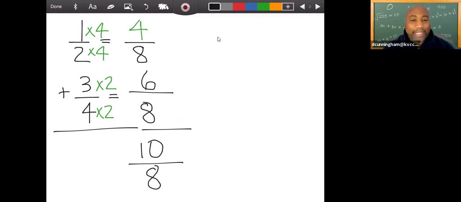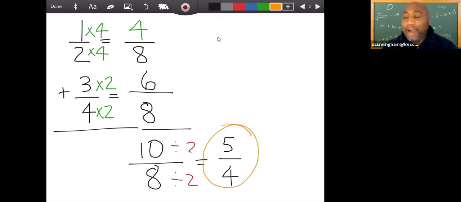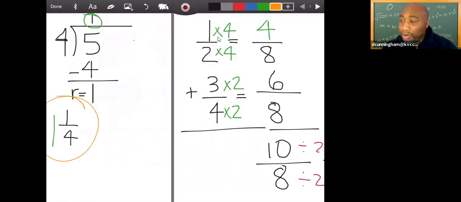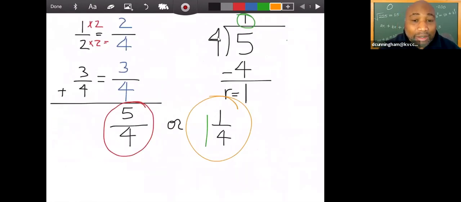You can see quickly that 10 and 8 share a number that goes into both, which is 2. If I divide both top and bottom, again, what you do on the top, you do on the bottom, 10 divided by 2 is 5, and 8 divided by 2 is 4. And so we have this improper fraction, and looking earlier, we had the same answer before. You can convert that improper fraction to a mixed number. In our case, it'd be 1 1/4.